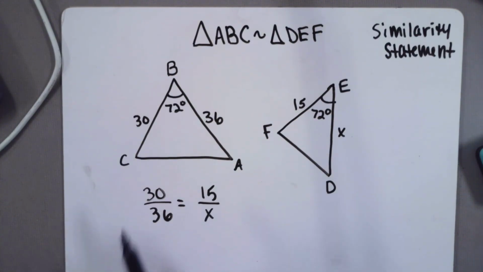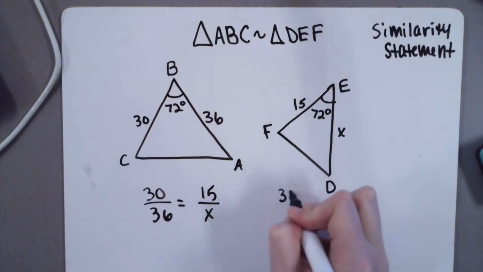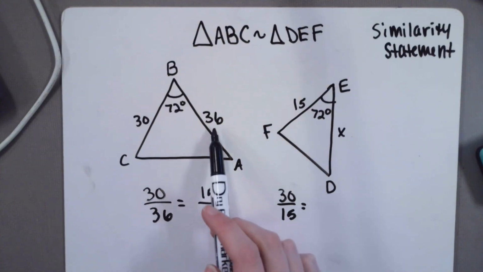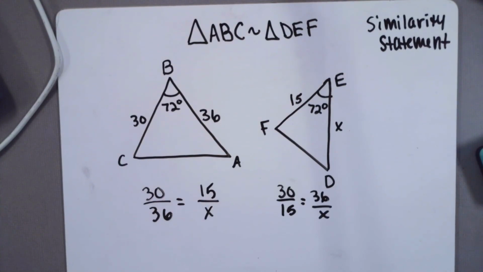Another way is that I could do 30 over 15, and then set that equal to 36 over X. So either of these proportions totally works. You'll get the same answer either way. We'll just go with the first one.